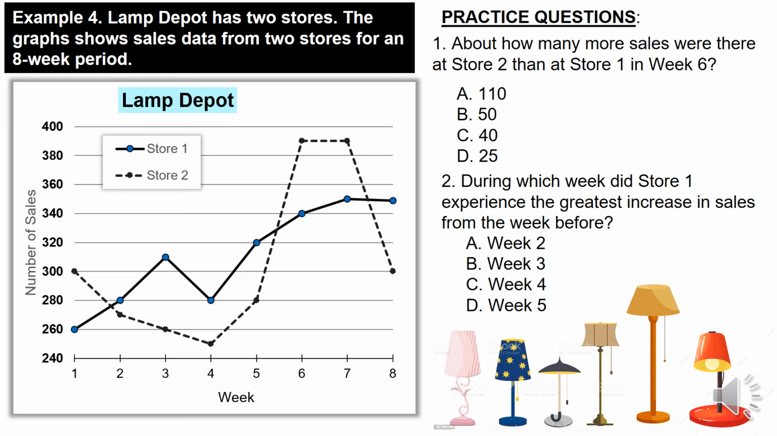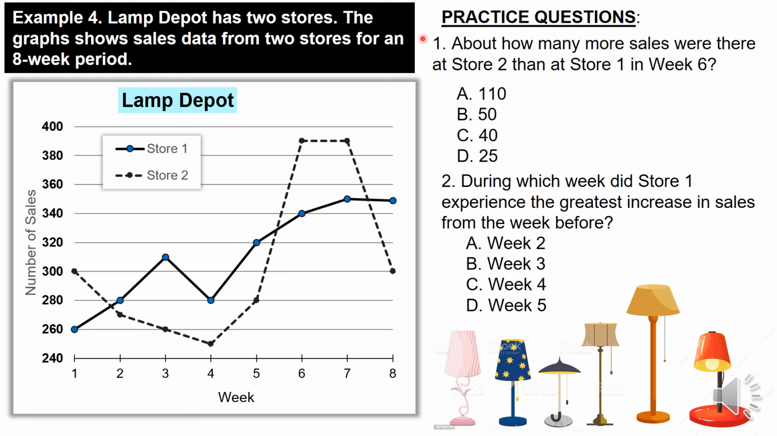Our example number 4. Lamp Depot has two stores. The graph shows sales data from two stores for an 8-week period. Okay, so our straight line here is store 1, while our dashed line here is store 2. So our vertical scaling here on the y-axis, we have the number of sales with 20 interval, while here we have the number of the week from week 1 to week 8.